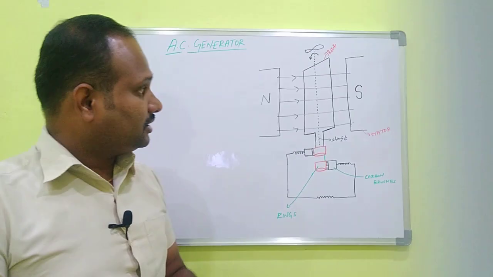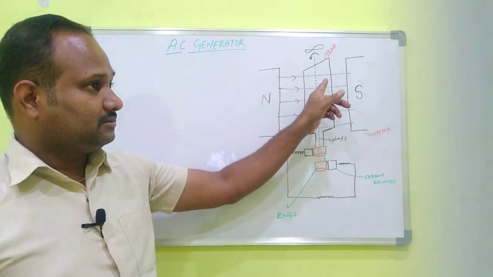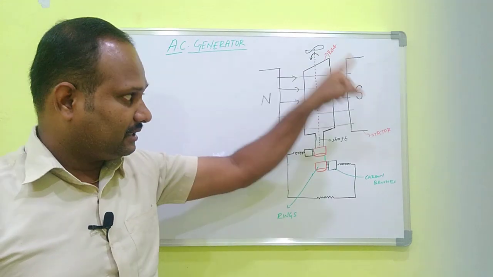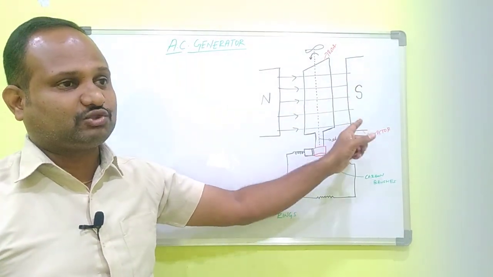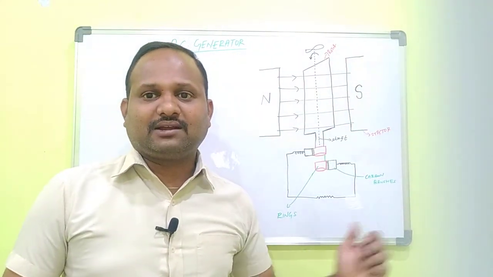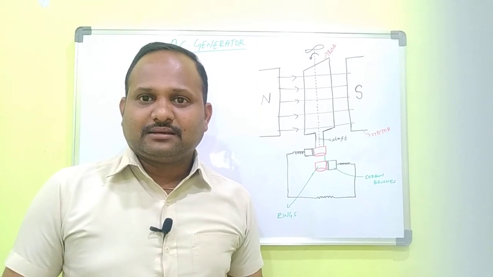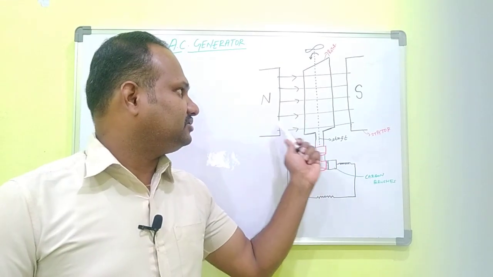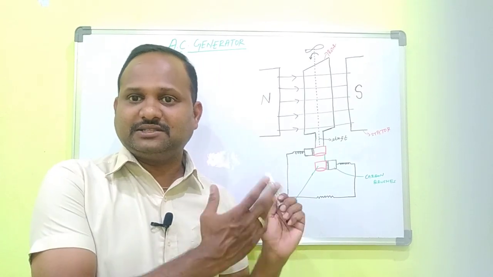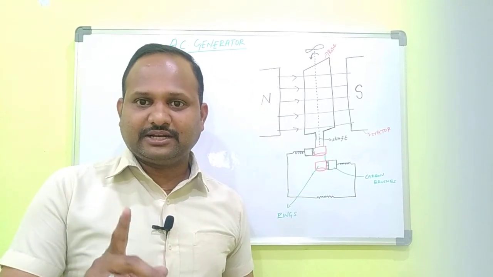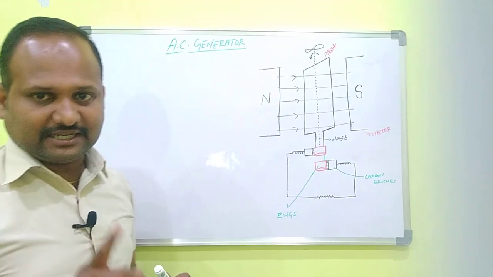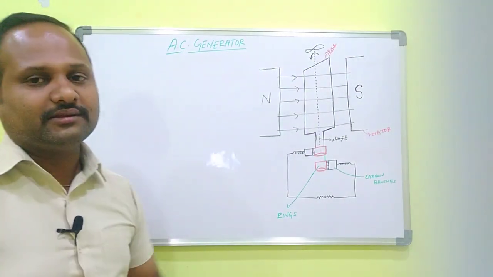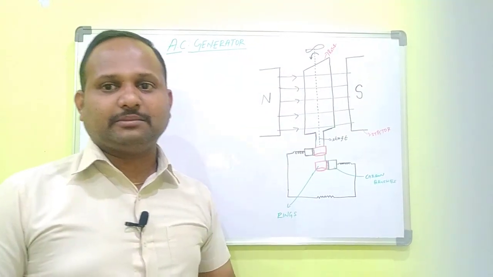Okay. The first part is the rotor, and the second is the electromagnet, which is called the stator. Why is it called a stator? Because it is stationary. In this arrangement, if one is rotating, the other is stationary. Here the stator is stationary and the rotor is rotating. The stator is the electromagnet, and the rotor is the armature coil.